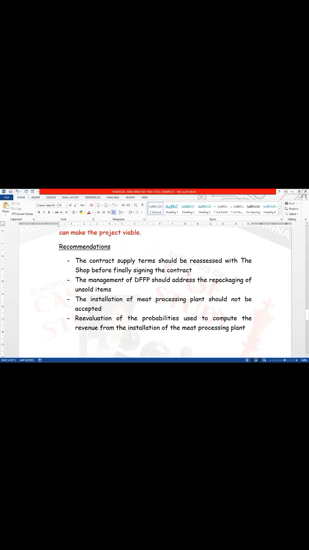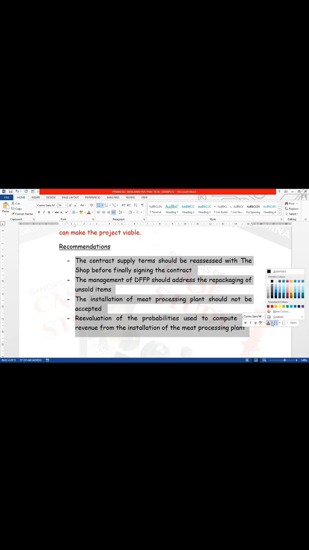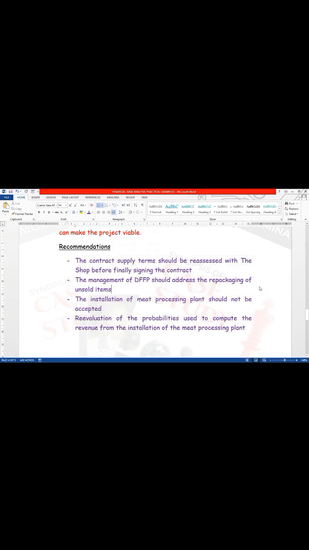The first thing is that the contract supply terms should be reassessed. So you're telling them, I recommend that you reassess your contract supply terms because it's not really looking okay. They can tell the management of DFFP to address the packaging of unsold items. It's an unethical behavior. Fine, they may not be able to control other people, but they should try and reassess the repackaging of the unsold items. DFFP is our client, and we can talk to DFFP. We can tell DFFP, you should reassess it too. But we might not necessarily be able to control the shop, which our client is trying to consider, because those ones are like, oh, we don't have it.